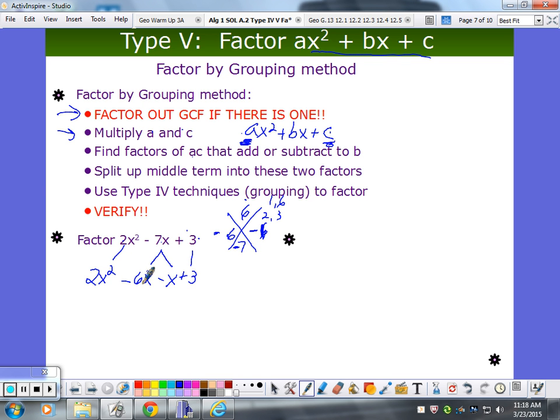Look at this: 1, 2, 3, 4. Type 4. Group. Factor. This is negative, but I need to put my plus back in. Group. Factor. Now watch what happens. Factor 2x squared minus 6x. Common factor 2x, right? What's left? x minus 3.